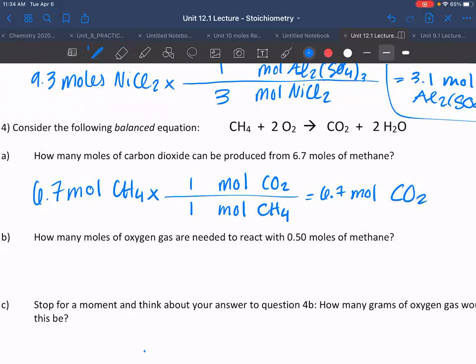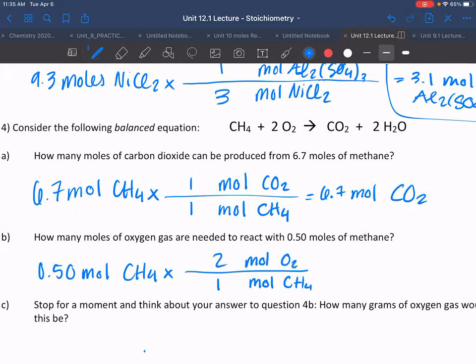All right. Last one, last couple here. If we start with 0.50 moles of methane, how many moles of oxygen gas are needed? What am I putting on the bottom of the fraction? Awesome. And how many moles are there from the balanced equation? Okay, now what goes on top? Perfect. 2 moles of O2. A half times 2 equals 1 mole O2.